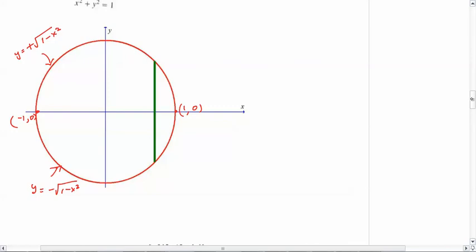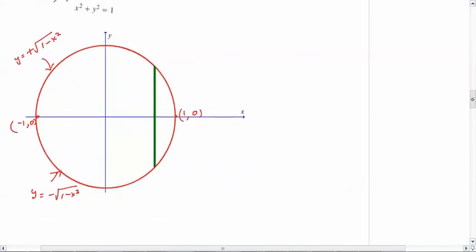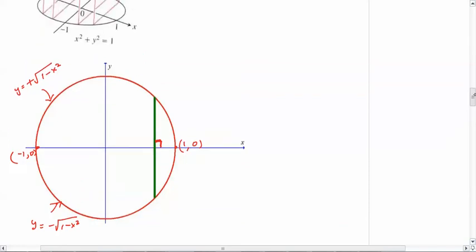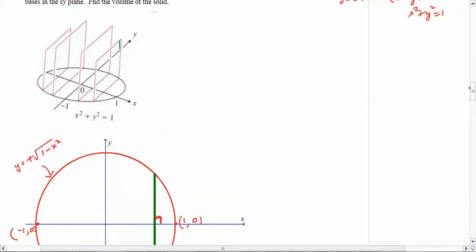I'm trying to get a three-dimensional picture of what's going on. I know that the bases of my cross-section are perpendicular. So here's one of my bases, perpendicular to the x-axis. Perpendicular to the x-axis means parallel to the y-axis. So the green segment represents the base of one of my cross sections.